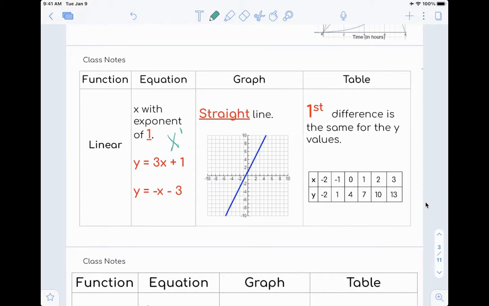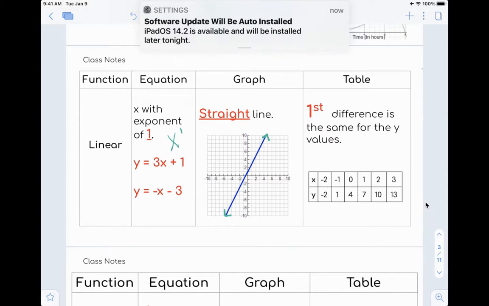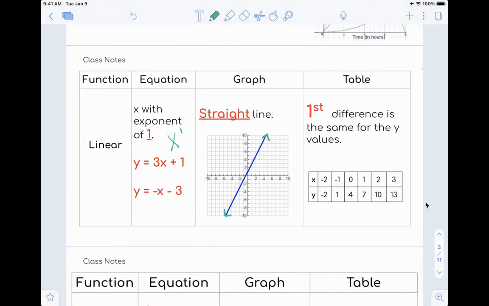When you are given a graph, you are looking for a straight line, and that is how you know you have a linear function. Remember, it's going to go on forever and ever, so I'm just going to put those arrows to show you that it goes on forever and ever. In a table, you're looking for the first difference to be the same in the y values.